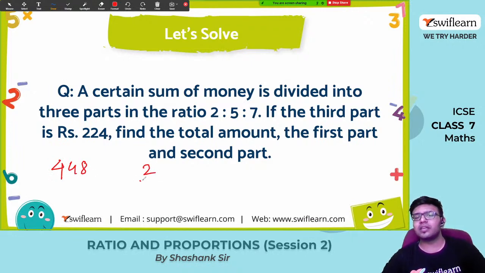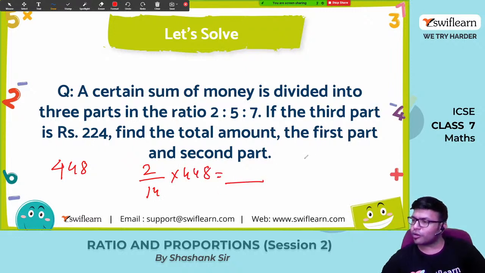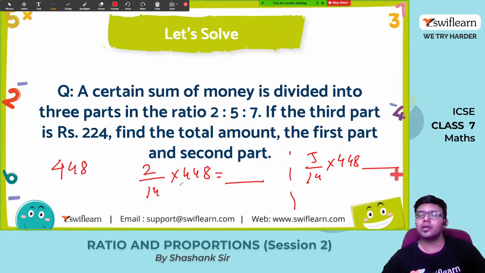The first part is given by 2 by 14 into 448, which is equal to what? Solve this, you will get the answer. The second part is 5 by 14 into 448. Solve this, you get the second answer. Do you know the table of 14? If not, the table of 7 comes. 7 2 is 14. 7 5 is 35, 7 6 is 42, 2 is the remainder, 7 4 is 28. So 2 1 is 2, and this is 32. So 14 times 32 is 448.